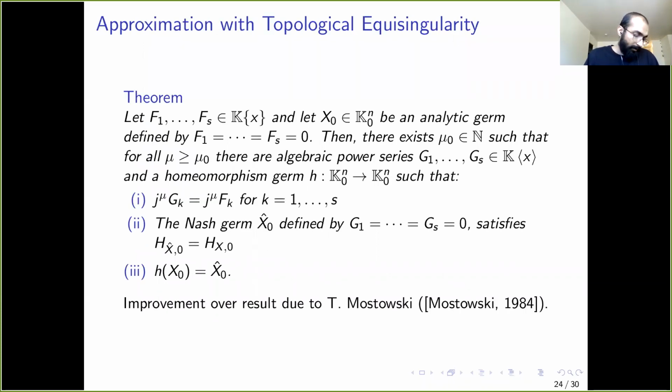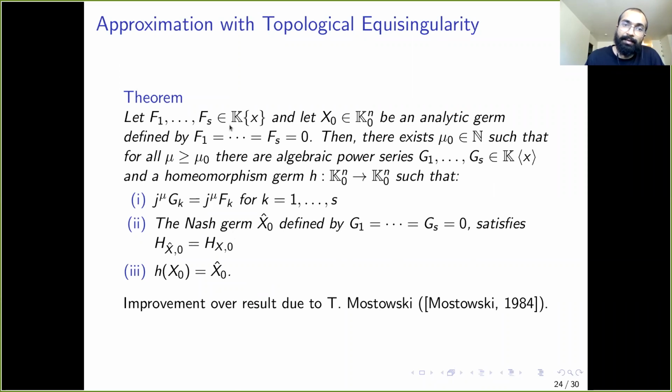Now, very briefly, the last result that I'll touch upon before I make some concluding remarks about this notion of equiresolution that I mentioned in the abstract is approximation with topological equisingularity. That's approximations that preserve the topological type of the initial germ.